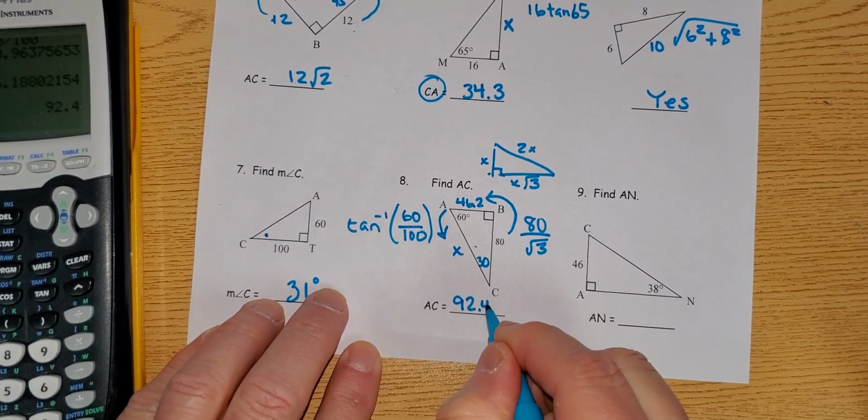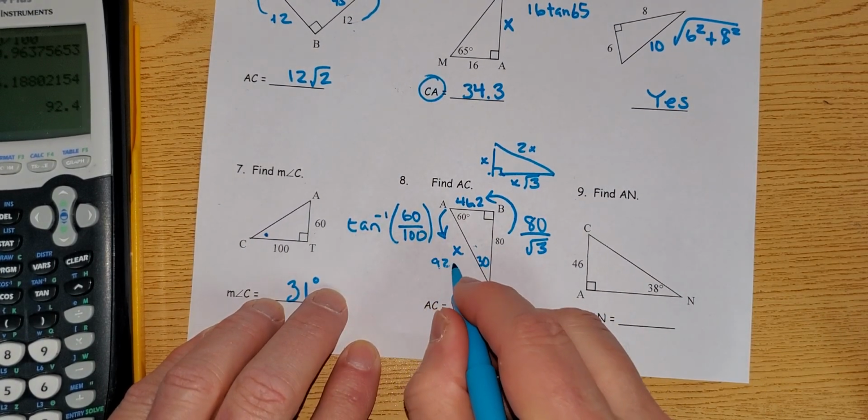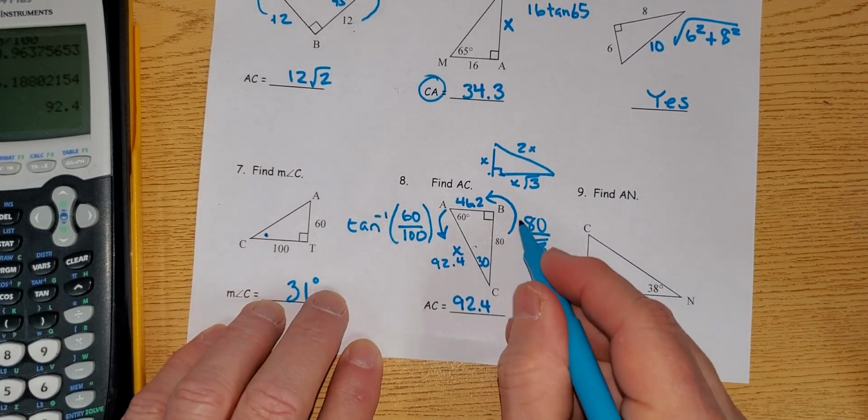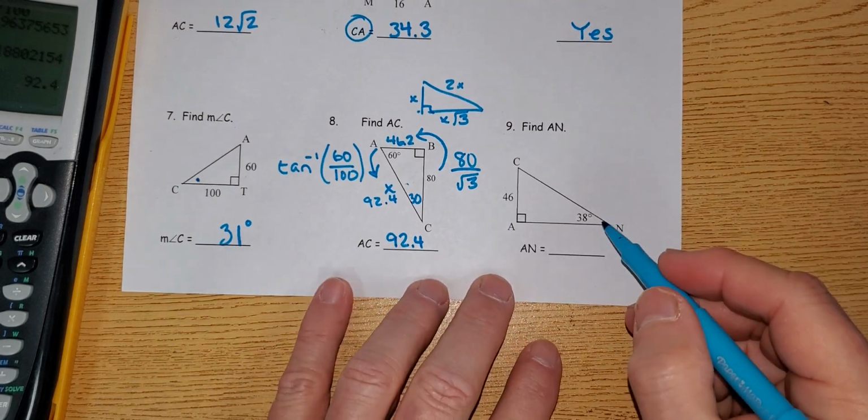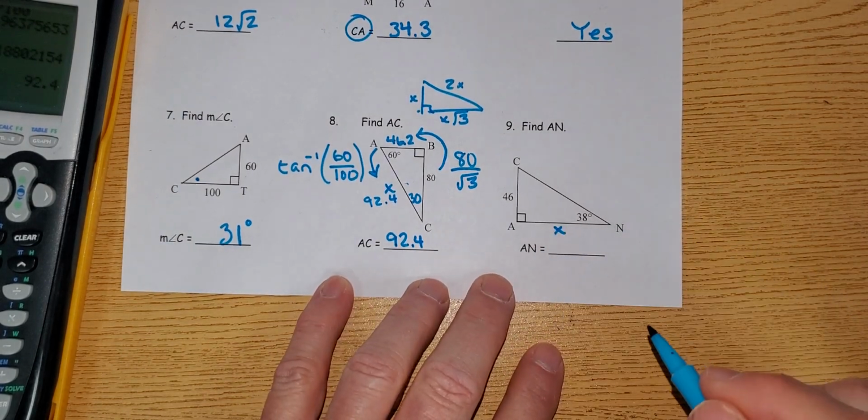So 92.4 is this one. Okay, 92.4. All right, so you divided by radical 3, multiplied by 2. All right, this one. It says find AN, so I'm going to put an X there.